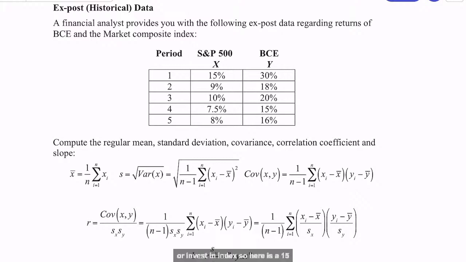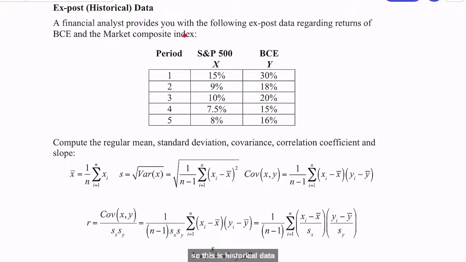Most people just use a fund manager, invest in an index. So here is a 15% return. When there's a 15% return on investors in the stock market, represented by the S&P, the top selling companies, then BCE stock does give its investors 30% return. And we'll talk, like I said, about what return means soon. When the market return is 9%, BCE returns are 8%, and so on.